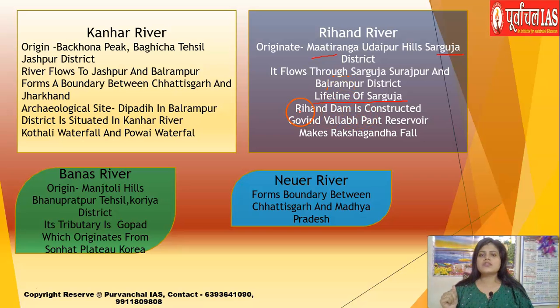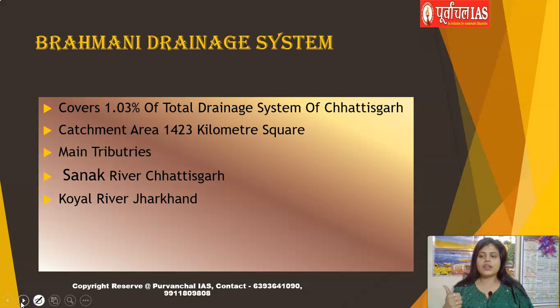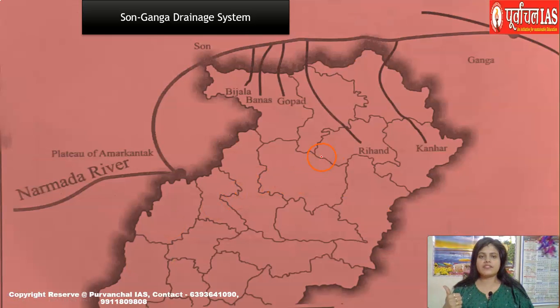There is a dam constructed with the name of the same Rihand river, the Rihand dam, and there is a reservoir also which has been constructed, that is Govind Vallabh Pant Reservoir. And there is a very, very beautiful waterfall, that is Rakshagandha waterfall, which is a very beautiful sight to look at. Here you have Rihand river in Sarguja.